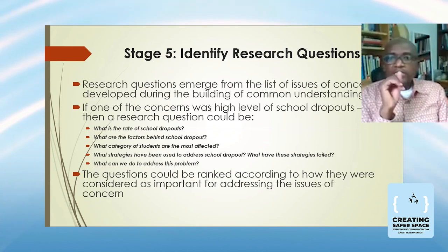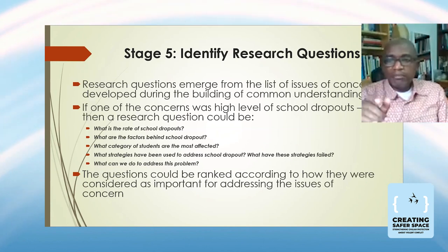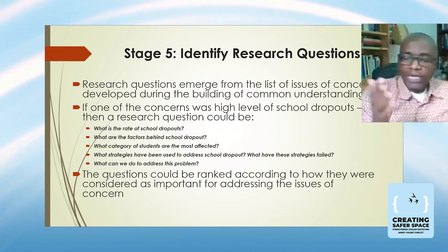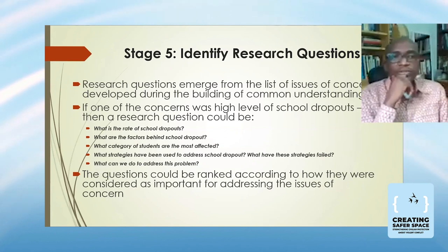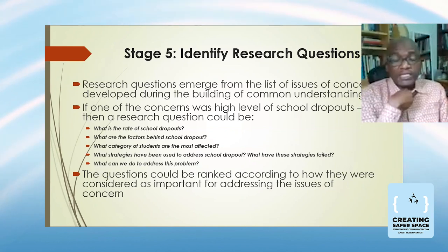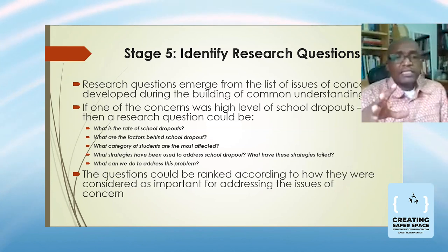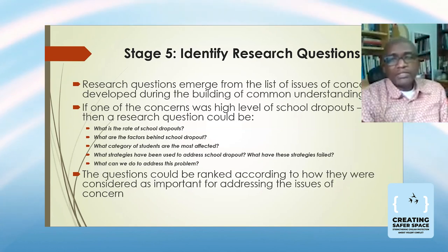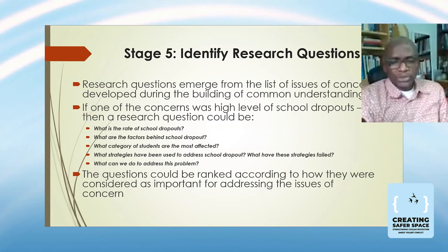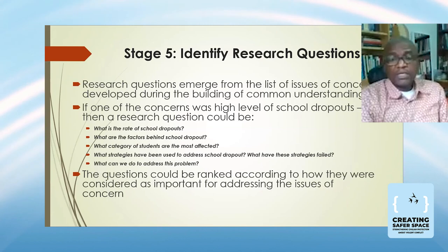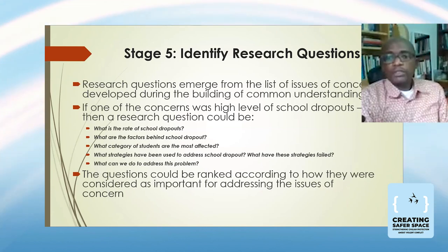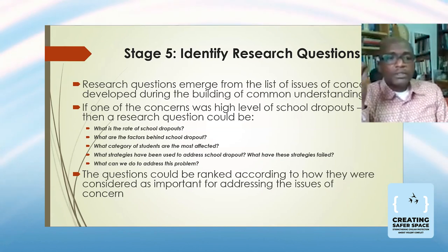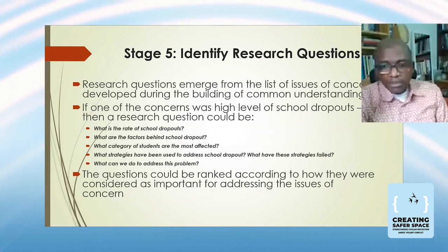So the kinds of questions I ask are critically important. For example, maybe about school dropouts. I want to know why we have high levels of school dropouts. I could develop research questions like, I've already consulted, built the trust, identified the key issues for common understanding. What is the rate of school dropout, for example? What are the factors behind school dropout? What category of students are most affected? What strategies have been used to address school dropouts? Why have these strategies failed? What can we do to address this problem?